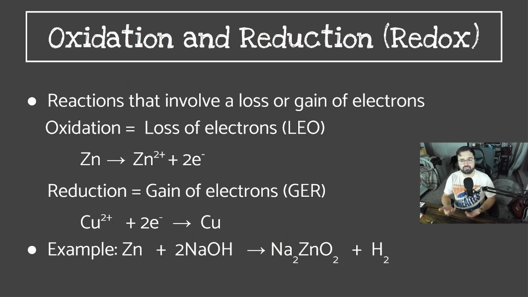Now, on to redox reactions. Redox reactions are reactions that involve a loss or gain of electrons. A common memory tool to remember which elements are oxidizing or reducing is LEO-GER, where oxidation is a loss of electrons. We use LEO for that one: lose electron, oxidize. And reduction is the gain of electrons. We use GER for that at the end: gain electron, reduced.